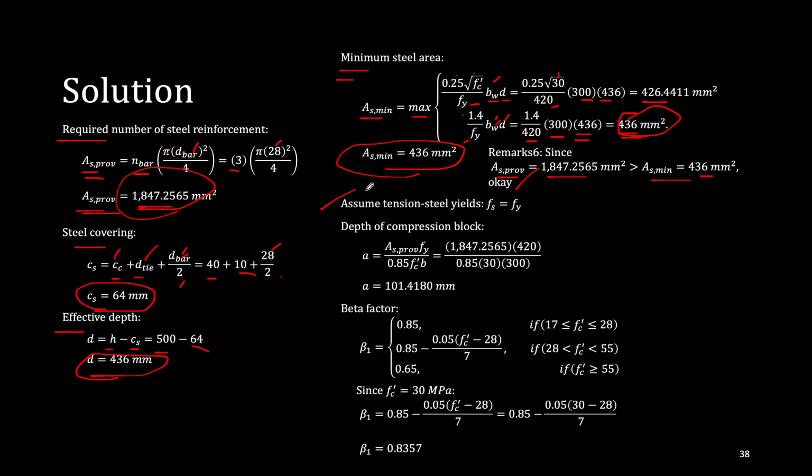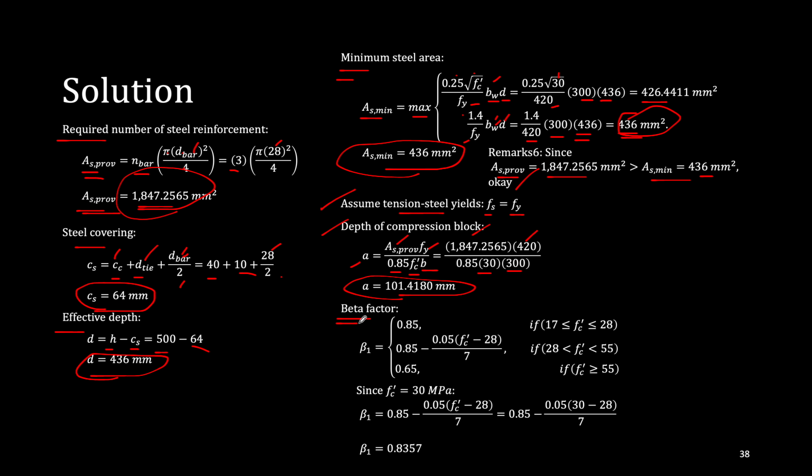After that, we're going to assume na yung tension steel natin ay mag-yield such that yung Fs is equivalent to Fy. Then, we'll now be able to calculate the depth of our compression block na A to be equivalent to A provided na 1847 times Fy na 420 all over 0.85 times Fc prime na 30 times yung b na 300. So, makalculate na A is 101.4180.